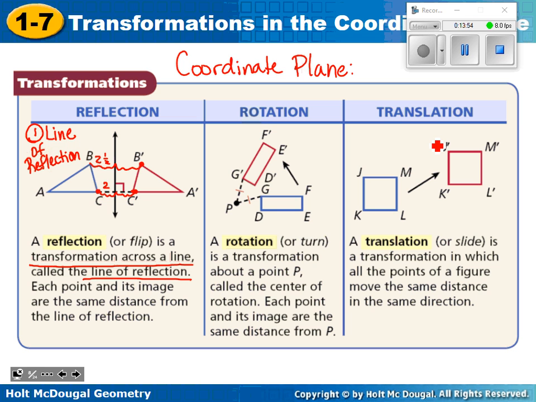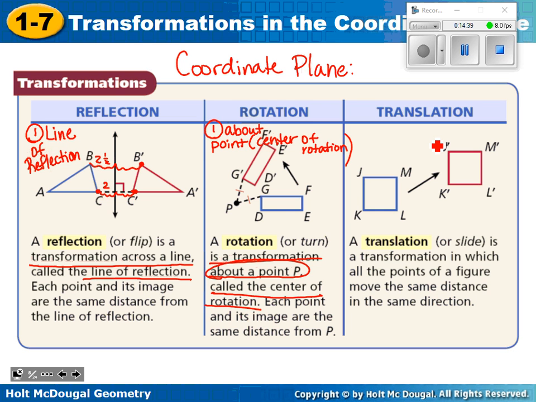Moving on to rotation. Rotations, we already know them as a turn. They are a transformation about a point. When you tell me it's a rotation on a coordinate plane, you have to tell me what is the center of the rotation. That point that it's rotating about is called the center of the rotation. When I look at this picture, what is the center of the rotation? Point P. But you only have to do this if you're on a coordinate plane. So you're going to tell me rotation, and then you're going to tell me about the point. You're going to be specific. What point? Remember that point's called the center of rotation.